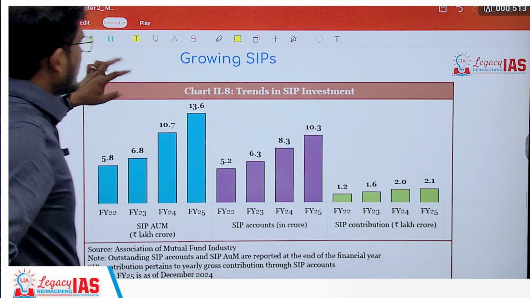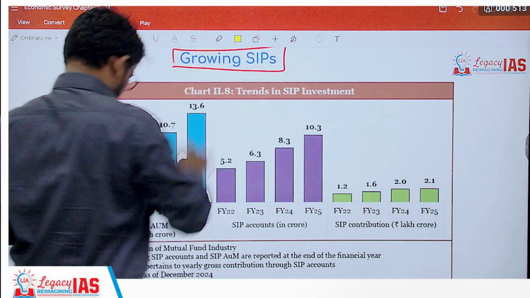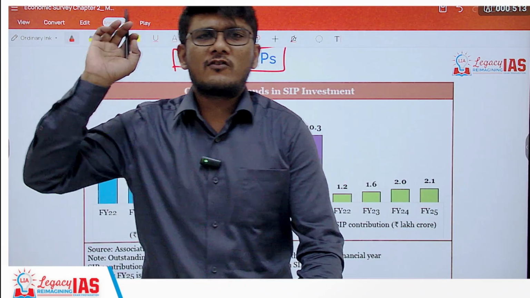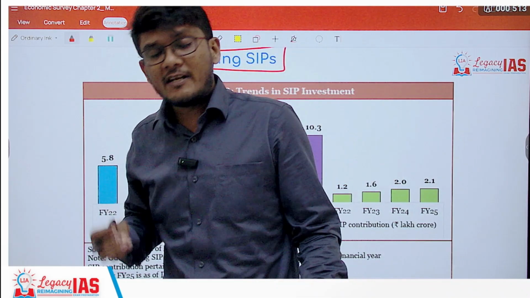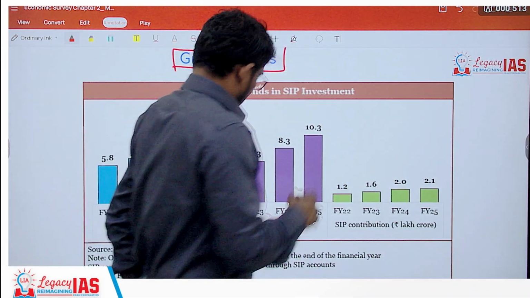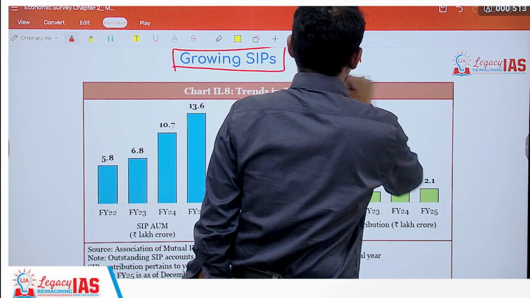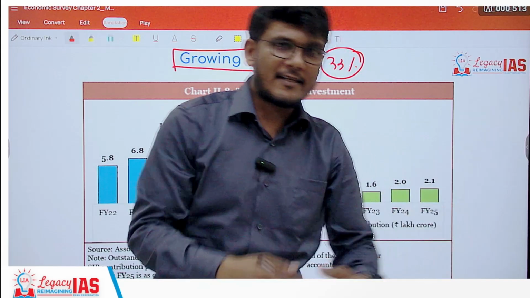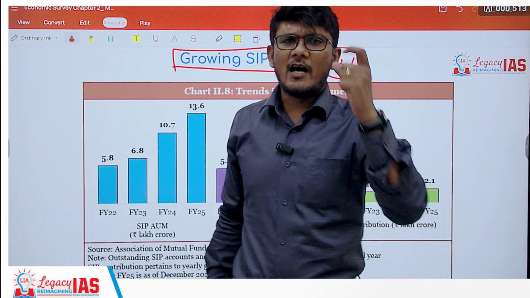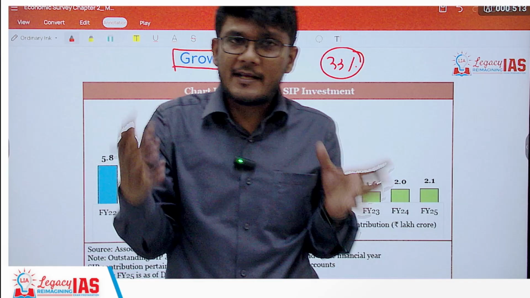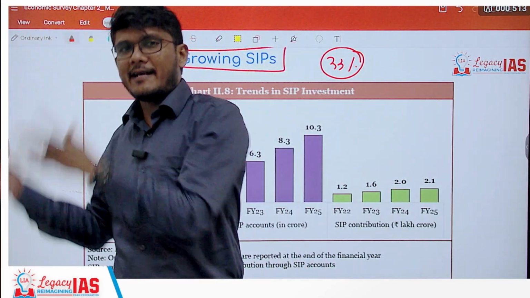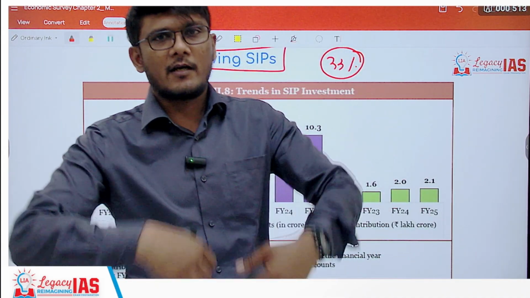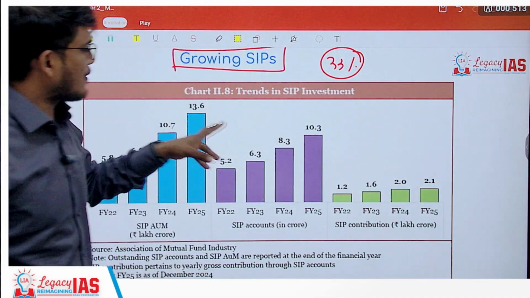Then a very interesting and good thing is growing SIPs. Why is it important? One economic survey way back in 2016 had talked about how India's savings are good. India has around 33% of savings. But the problem is that a lot of this saving is in the household, not in the banking sector. Since SIPs and other avenues of investment are growing, instead of people saving at home in rice jars, they are saving in the market, in the banks, in the financial market. So that is clearly reflected over here.